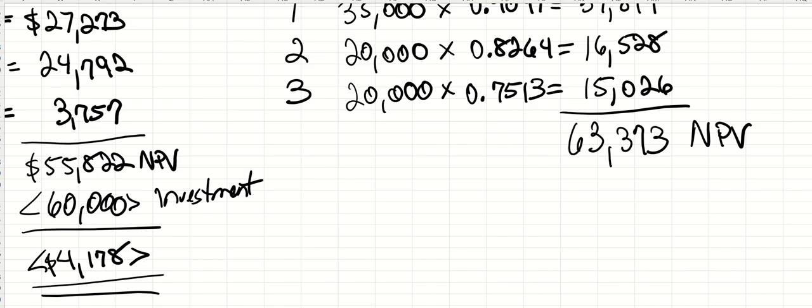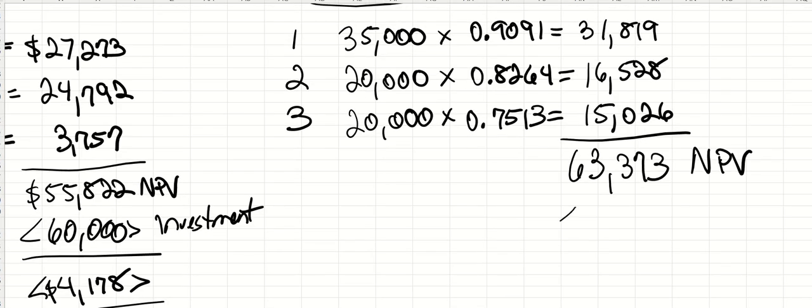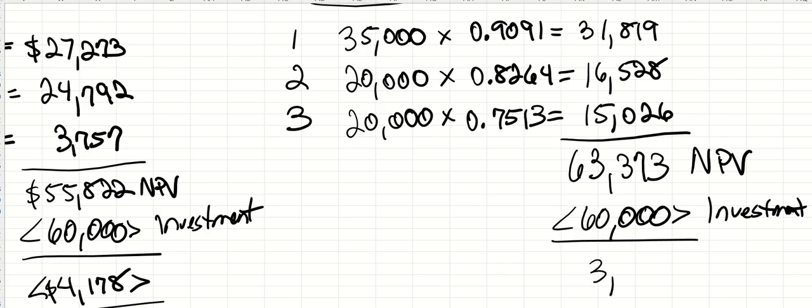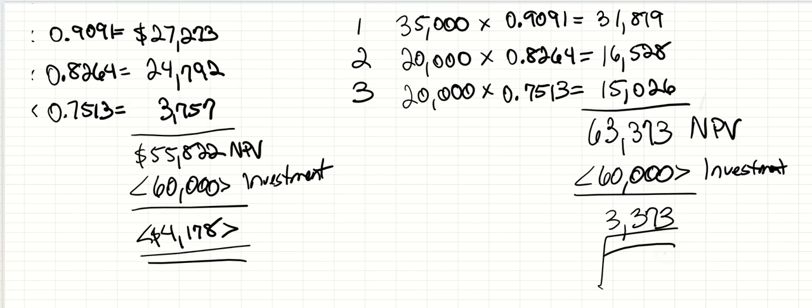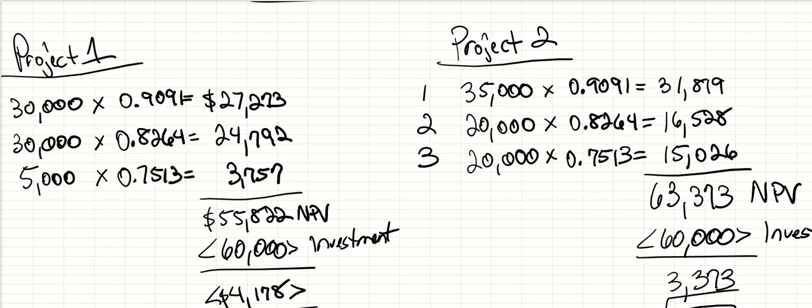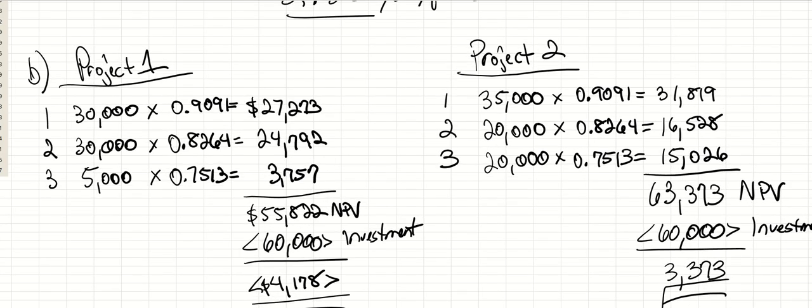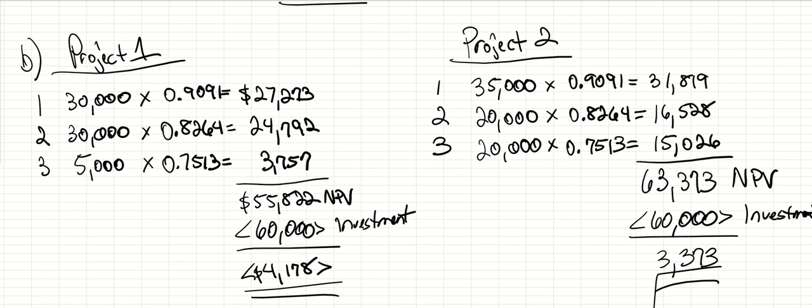Now we go to project 2. Take the $60,000. Right off the bat, we can see that the net present value is greater than the investment. So that comes out to be a positive $3,373. Okay, so right off the bat, we can see that based on the net present value, if I zoom out here, on both of these projects, well, project 2 would be preferred to be the one to invest in.